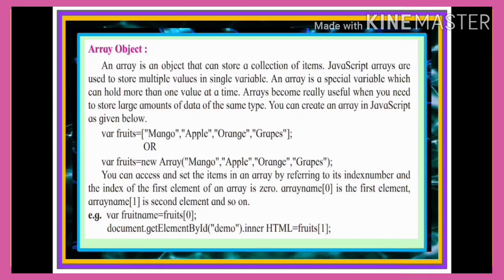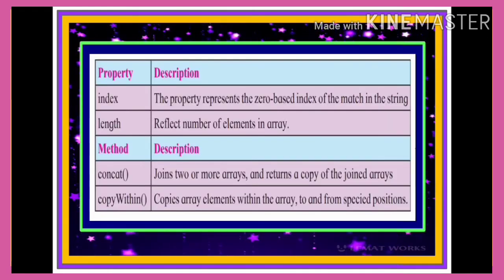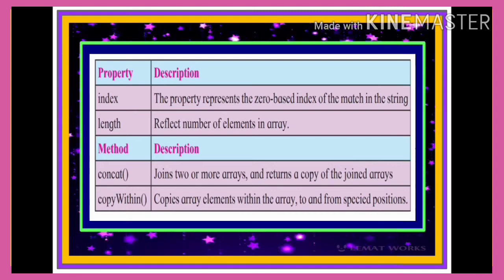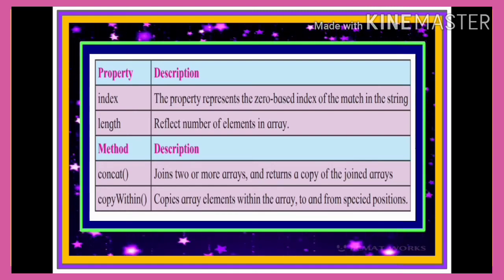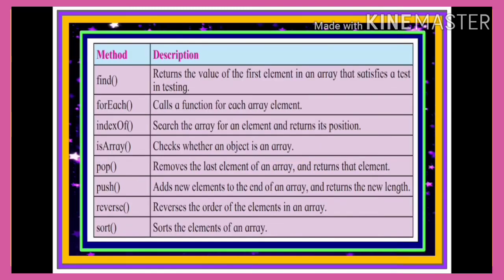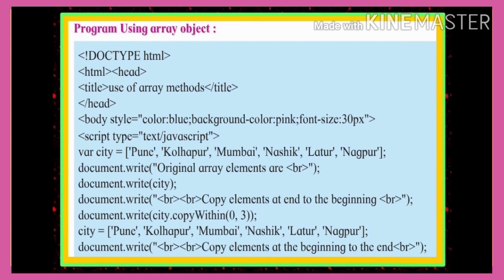Next part we will see the array object. An array is an object that can store a collection of items. JavaScript arrays are used to store multiple values in a single variable. Also we will discuss about the property of array and methods of array object. Also we will see the example related to the array object.